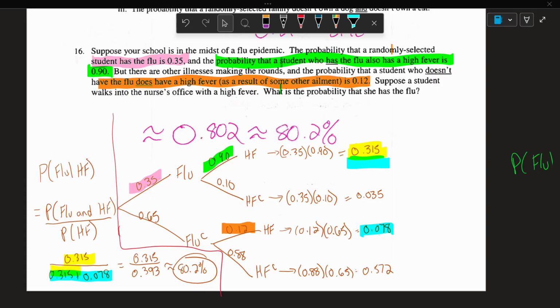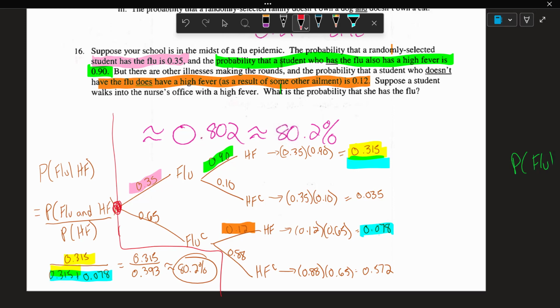Alright, so let's tackle number 16 from the review, the flu problem. I kind of color-coded to show where things are coming from, and I have two different ways to look at it. One from the standpoint of a tree diagram. So if we're looking here, the probability to randomly select a student who has the flu is 35%. So we're starting here, and either you have the flu or you don't, and there's a 35% chance you have the flu. That's the pink.